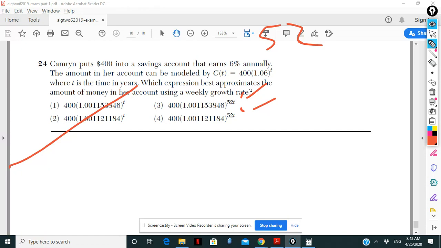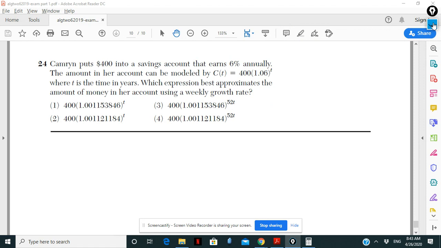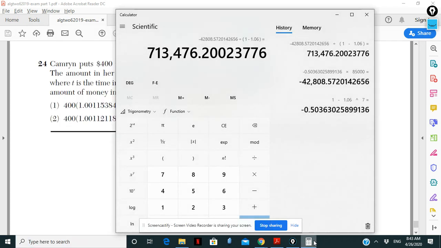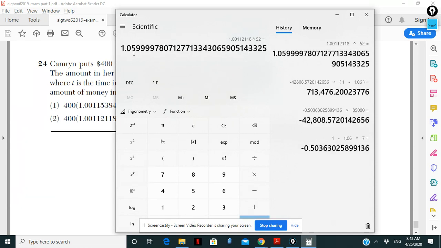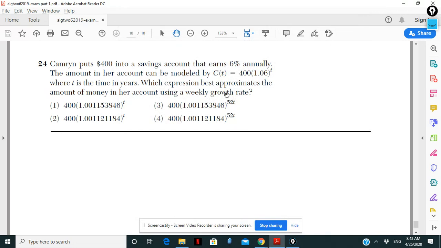So now I'm considering two numbers. Now you can distribute the 52. Which one is going to give you the value? It's going to be this one. So look here, 1.001121184. Now I'm looking here at the calculator. What is the value? 1.001121182 to the power 52, giving me almost 1.059999, which is around 1.06. So the answer is 4.